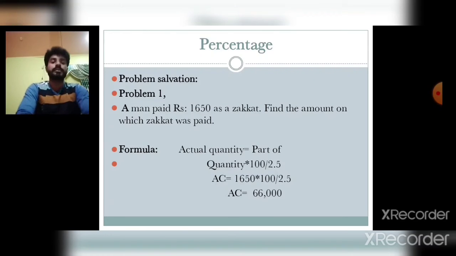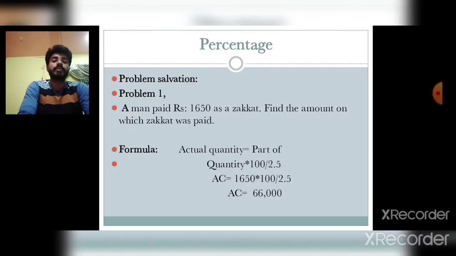Solution of problems. Here is the first problem. A man paid rupees 1650 as zakat. Find the amount on which zakat was paid. Here we can see we have to find the actual amount. What was the actual amount on which zakat was paid?